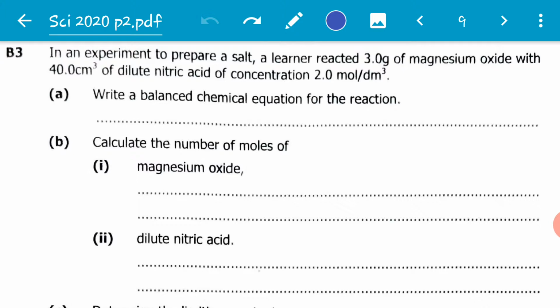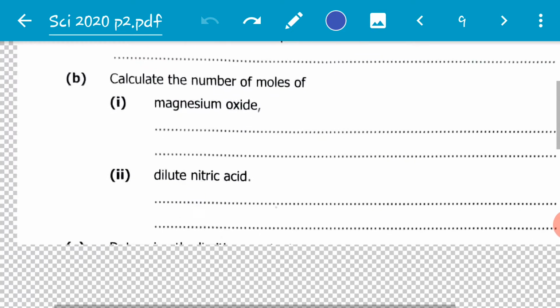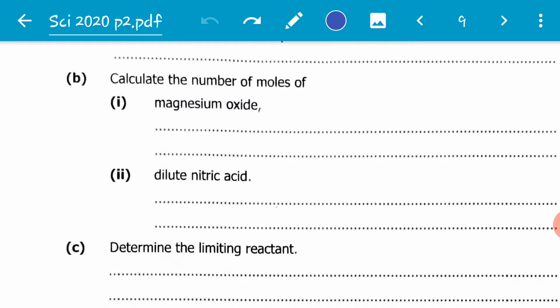A. Write a balanced chemical equation for the reaction. B. Calculate the number of moles of 1. Magnesium oxide, 2. Dilute nitric acid. C. Determine the limiting reagent. All right, let's start.